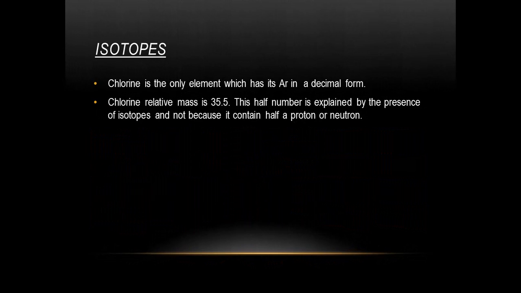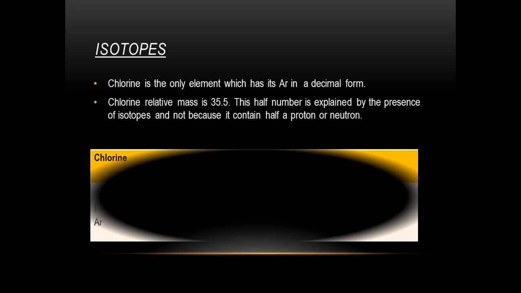Now an example of isotopes: chlorine is the only element which has its Ar in decimal form. The question can be asked: how can we identify isotopes from the periodic table? Most of the time, when you deal with the periodic table, if you see the mass of the element in decimal, you can estimate that this element might have isotopes. Chlorine's relative mass is 35.5 according to the periodic table. This half number is explained by the presence of isotopes and not because it contains half a proton or neutron.